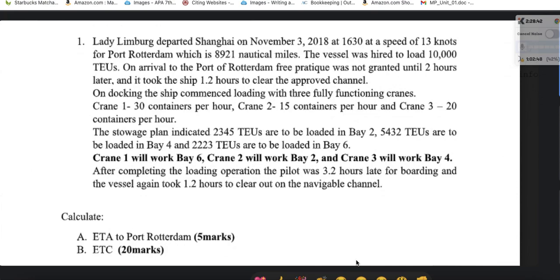So just write the crane number, how much it can load per hour, and in which bay, and how many TEUs are in that specific bay. You will do that for all 3. So now crane 2 is doing 15 TEUs per hour, and it is Bay 2, and Bay 2 has how much? Bay 2 of how much, my co-host? 2,345.